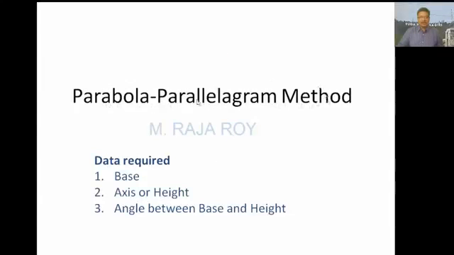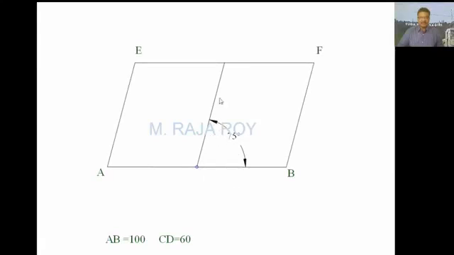Next, parabola in a parallelogram. Data required is base, axis distance or height, and angle between the base and height. So here AB is 100, CD is 60. Take AB as 100, locate the midpoint and CD is making an angle of 75 degrees here. Take this as CD, this height is 60. Now construct the parallelogram. This is E, this is F.